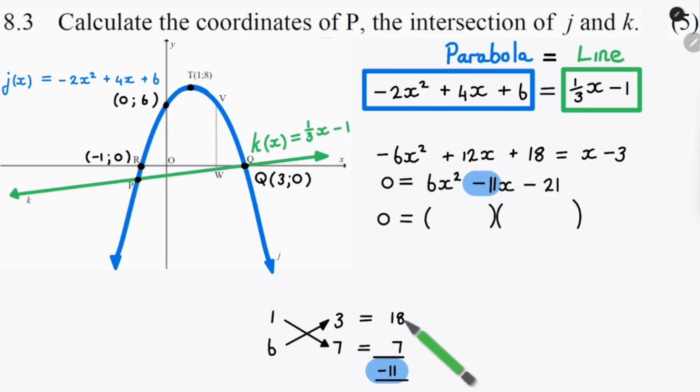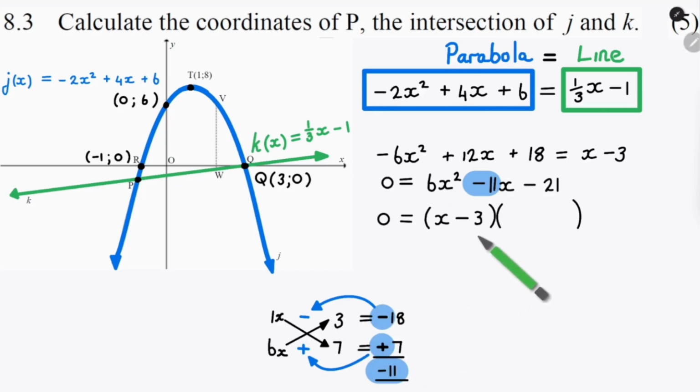Now I need to add or subtract these two numbers to get this minus 11 in the middle. And I think I can get that done by saying minus 18 plus 7. And then we transfer those signs back in. And these form our two brackets. Our first bracket, we just chuck a little x here, a little x here. And then my first bracket will be x minus 3 over here when I factorize the trinomial. Then my second bracket will be 6x plus 7, which I will put over here.